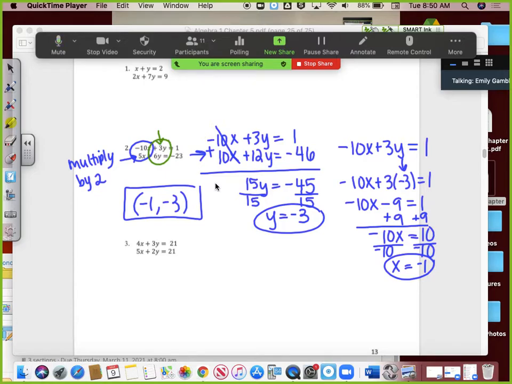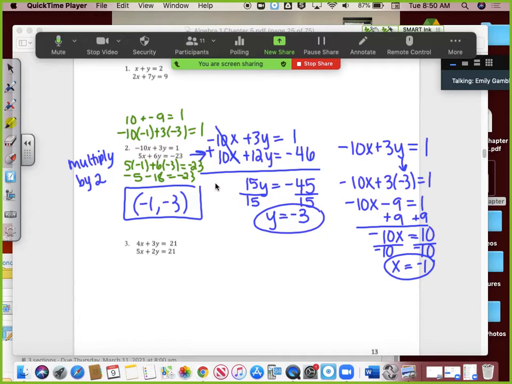And don't forget, after you get your answers, you can always verify that they are correct by replacing them into the original equations. Negative 10 times negative 1 plus 3 times negative 3 should equal 1. This is equal to 10, and this is equal to negative 9. 10 plus negative 9 equals 1. That works. 5 times negative 1 plus 6 times negative 3 should equal negative 23. This is negative 5, and this is negative 18. Negative 5 minus 18 equals negative 23. So it works for both, and I know that I didn't make any mistakes.